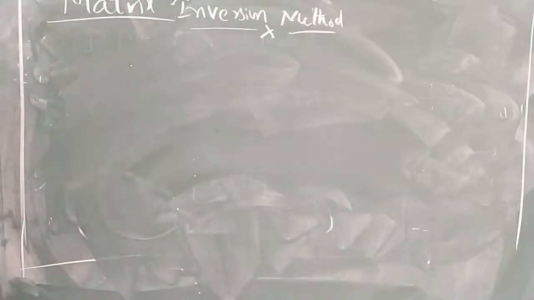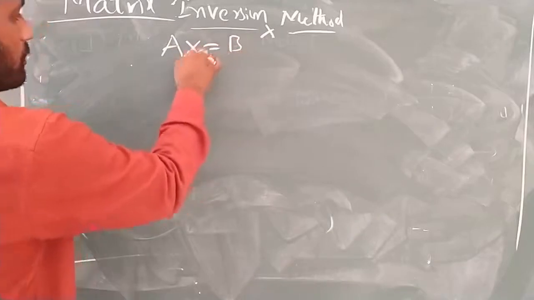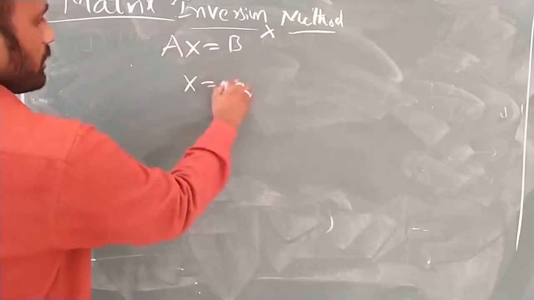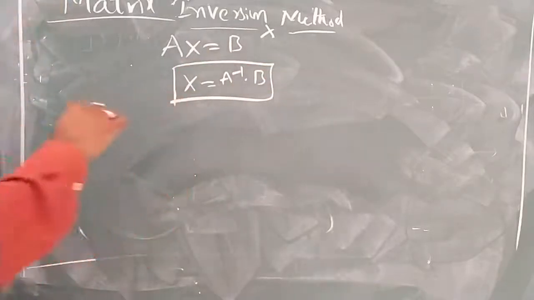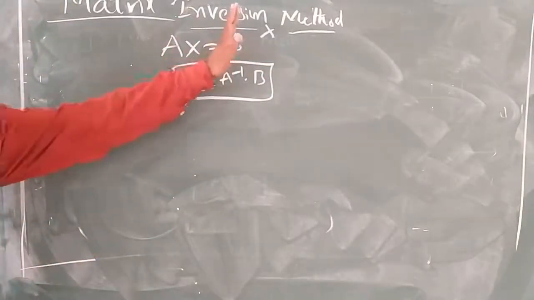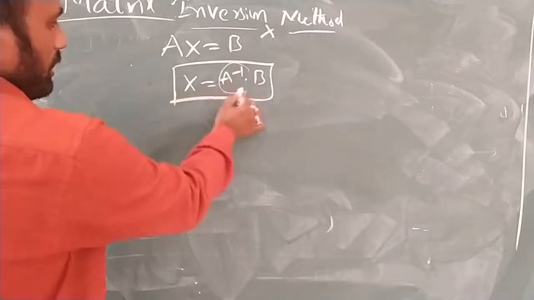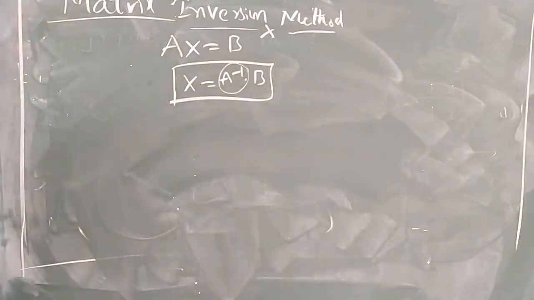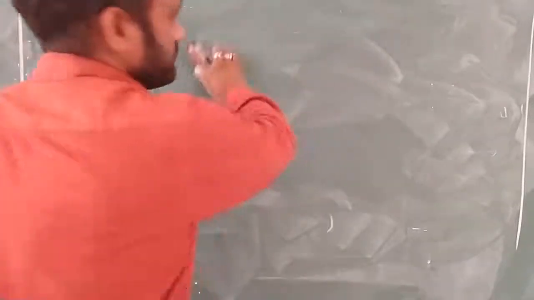What is the matrix inversion method here? If AX = B is a system of linear equations, then X = A inverse into B. So this is the formula to be used. If I transpose A to the other side, it will become 1 by A, which can be written as A inverse. So A inverse into B. First I need to find the A inverse matrix, then multiply with B, so that I will get my variable matrix. So let us try to solve one question based on this matrix inversion method.